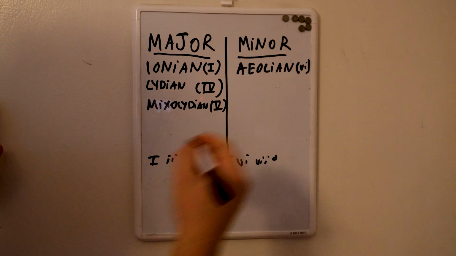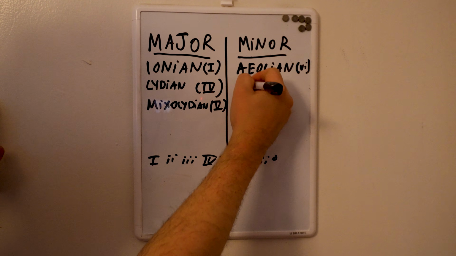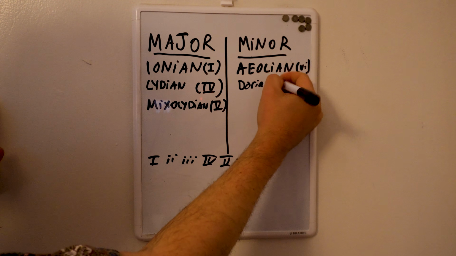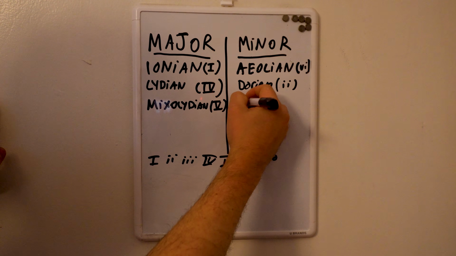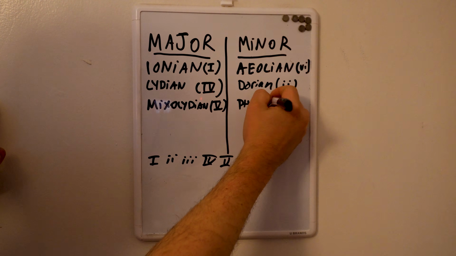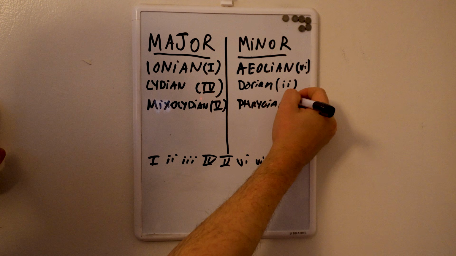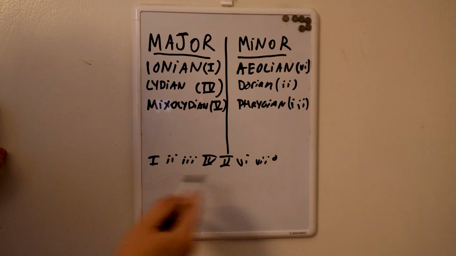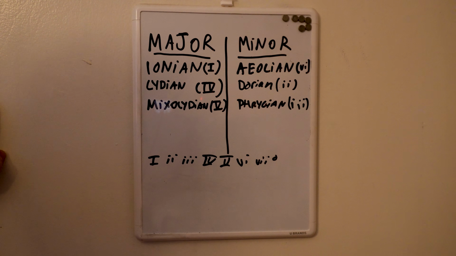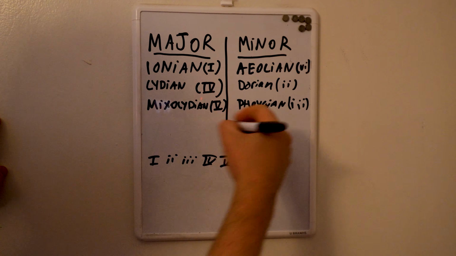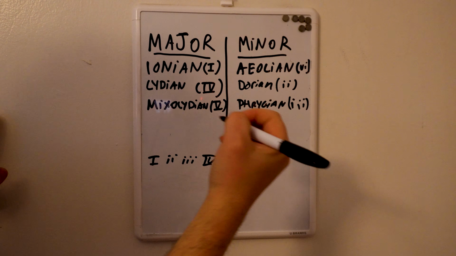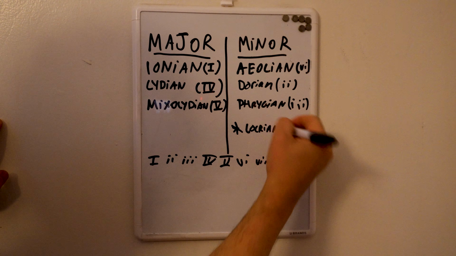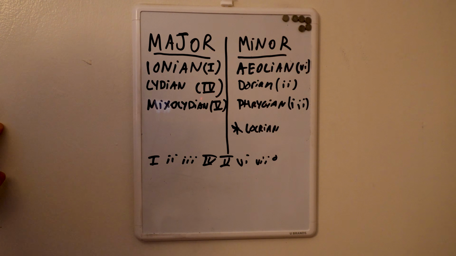Let's fill out the rest of minor. So we're going to have Dorian, which is going to be our 2nd mode, and then Phrygian, which is going to be our 3rd mode. See, minor, minor. It's all going to check out with the diatonic triads. Now our last one, which is technically minor, but has a diminished 5th, is Locrian. Kind of the black sheep of the mode family.